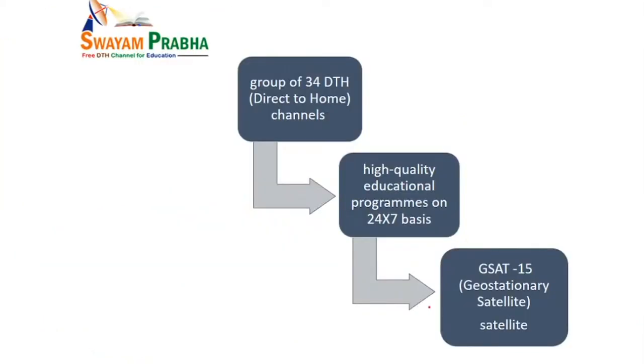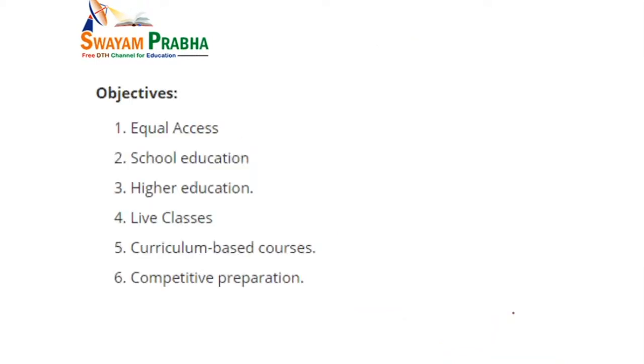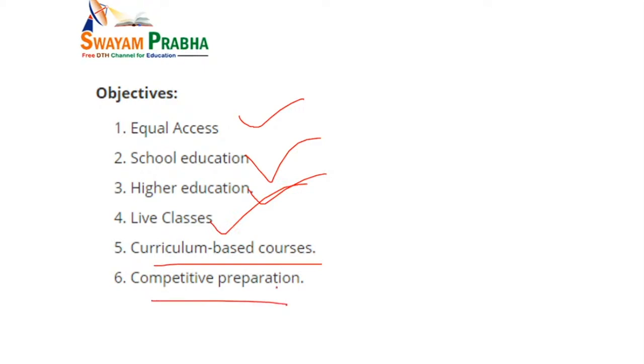Coming to Swayam Prabha, that is 34 direct-to-home channels. Again, it is not 32, it is 34 now. Everyone has cleared this doubt very well. It is updated, it is 34, which is available 24/7 with the help of GSAT-15, that is a geostationary satellite, which indicates equal access, education, higher education, live classes, curriculum based courses and competitive preparation.